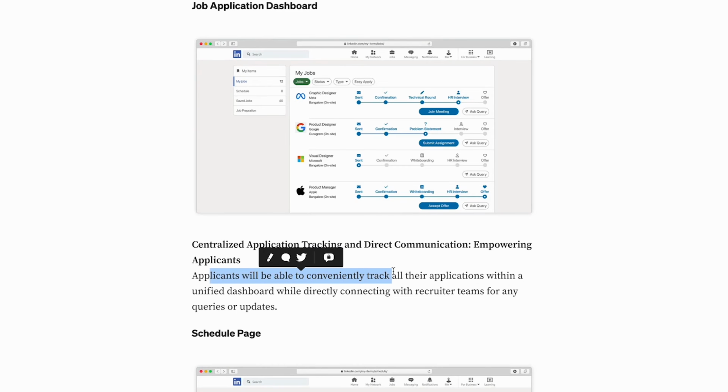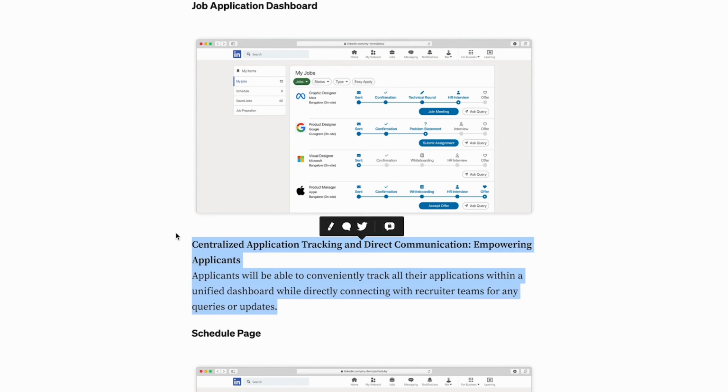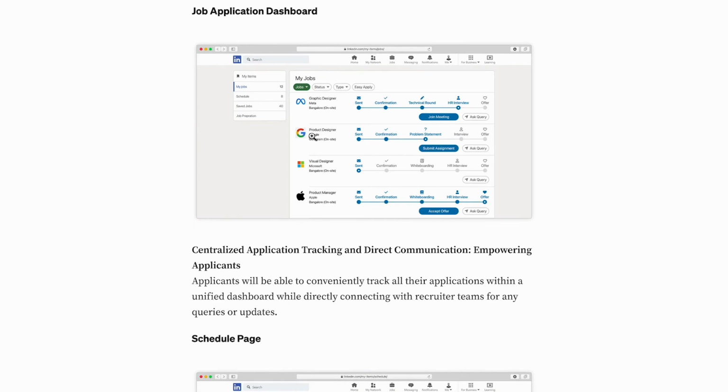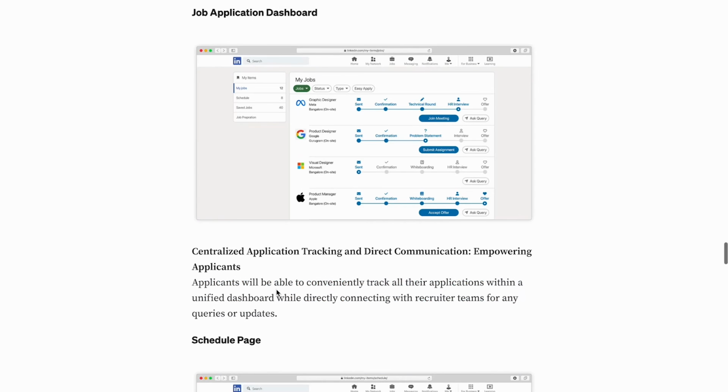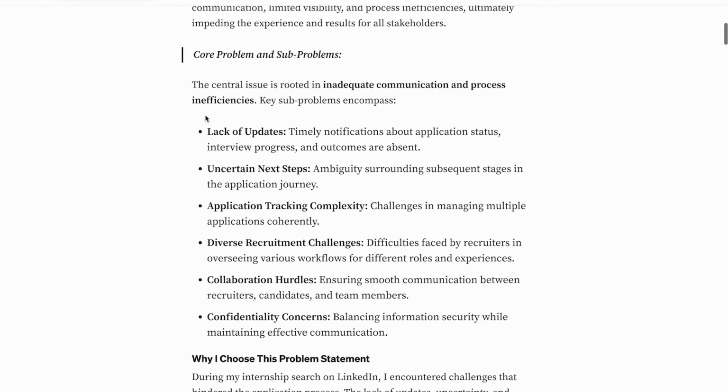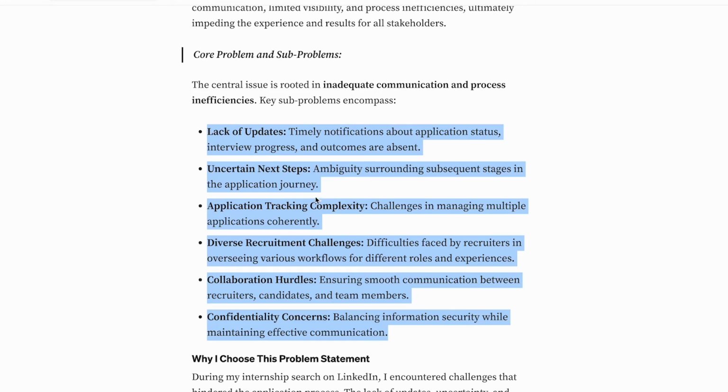Applicants will be able to conveniently track all their applications within a unified dashboard while directly connecting with the recruiter teams for any queries or updates. So now, as you can see over here, this is just one screen, one paragraph, and barely any explanation. The explanation that I would want is to understand what is the problem that you wanted to solve, what exactly is this solution, and what is the metric that is going to be improved with this solution. That connection is what is called storytelling. So if you see over here, he made a list of 6 problems. Which of the 6 problems are you solving?